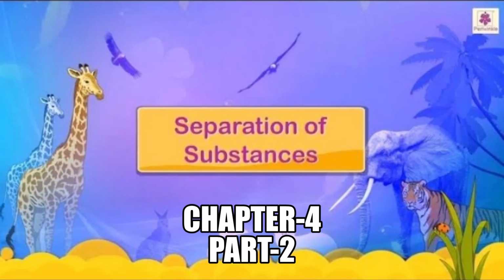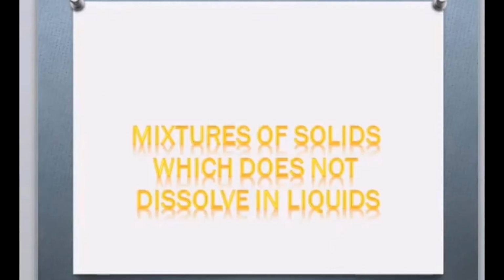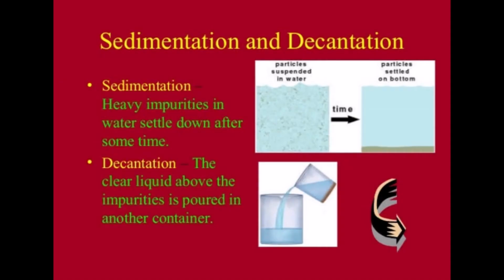In the previous class, we were studying the separation of substances and we discussed some of the methods. Now let's discuss some more methods. So, mixtures of solids which do not dissolve in liquids. It means there are some solids which do not dissolve in a liquid. Example, tea leaves, chalk powder, pulses. These are insoluble in water. So let's discuss. First is sedimentation and decantation.